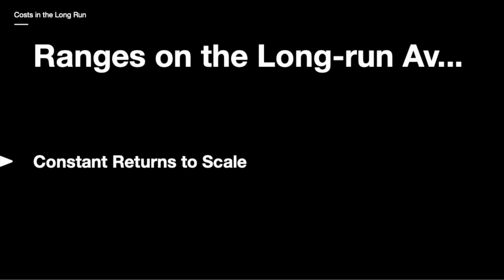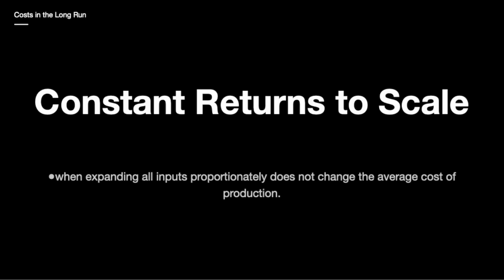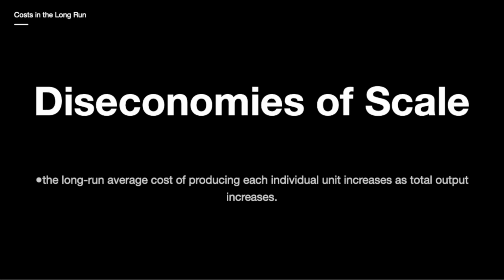Ranges in the long-run average cost curve. Constant returns to scale: when expanding all inputs proportionately does not change the average cost of production. Diseconomies of scale: the long-run average cost of producing each individual unit increases as total output increases. A firm or factory can grow so large that it becomes very difficult to manage or run efficiently.